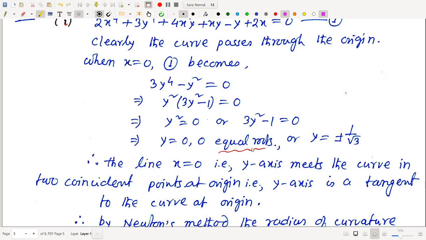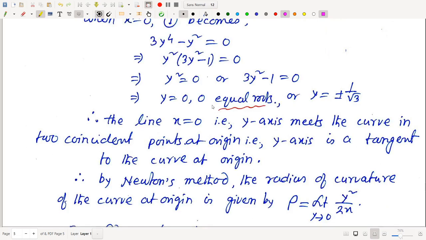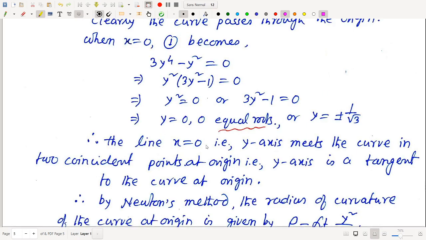That is highlighted, important. And from here we get y equal to plus minus 1 by root 3. These roots are not repeated. So y 0, 0 means equal roots. Therefore the line x equal to 0 means y-axis meets the curve in two coincident points. Important. See, two coincident points at origin. The line x equal to 0 means y-axis meets the curve number 1, the given curve, in two coincident points because roots are equal at origin, and that is, y-axis is a tangent to the curve at origin.